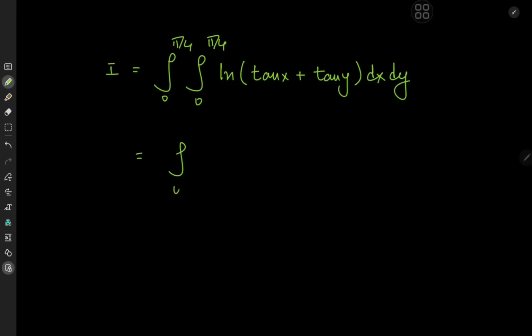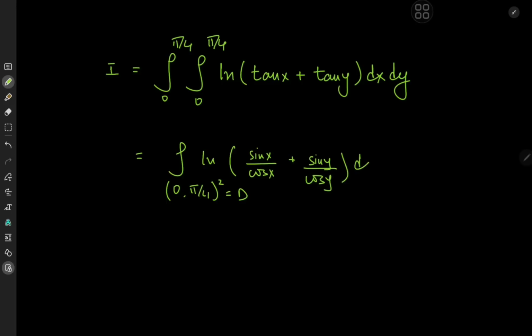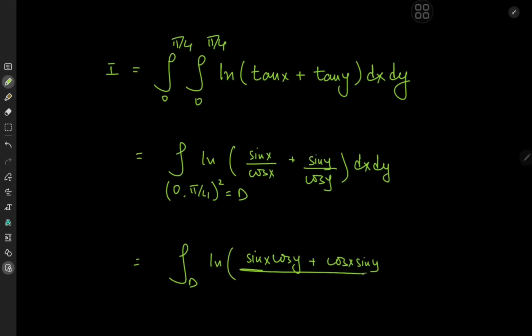We have the double integral over the region 0 to pi by 4 squared, that I'm just going to call D, of log(sin x / cos x + sin y / cos y) dx dy. And we can play around with the argument of the logarithm function. So we have the double integral over the region D of log((sin x cos y + cos x sin y) / (cos x cos y)) dx dy.